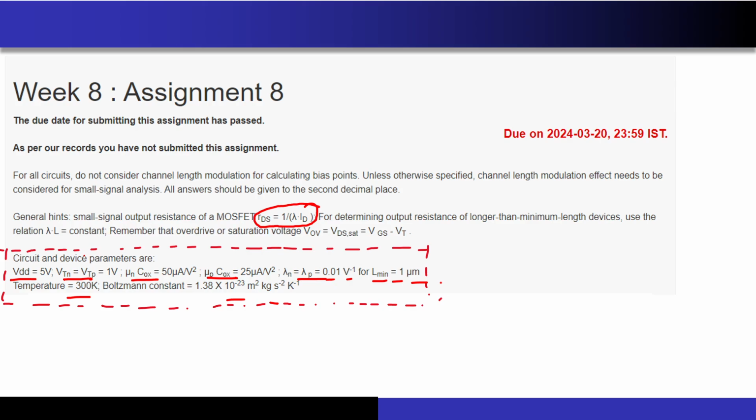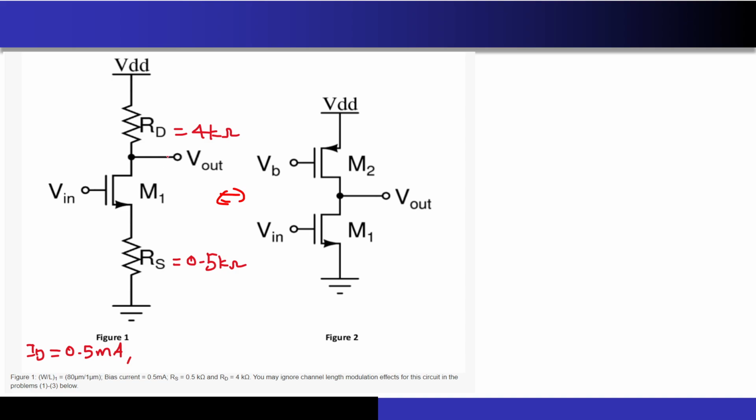How can we find out the lambda for a transistor which has, let's say, L of 4 micrometer? To do that we have to use the relation lambda times L is constant, and this is what they have mentioned over here. Correct? So if you increase the channel length, your lambda will decrease proportionally. Now let's see what they have given.